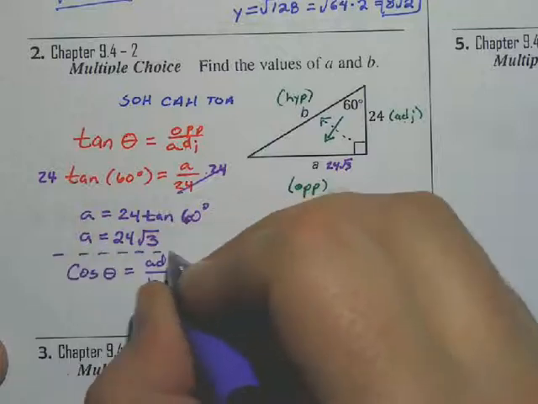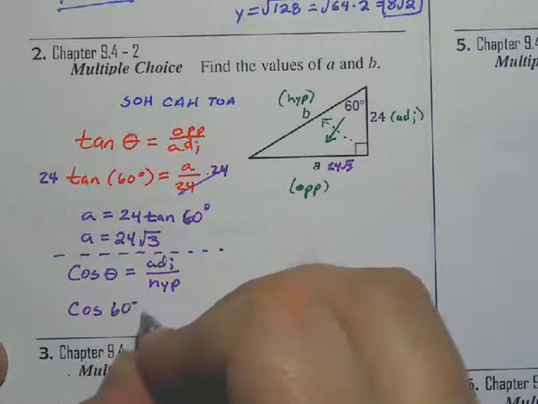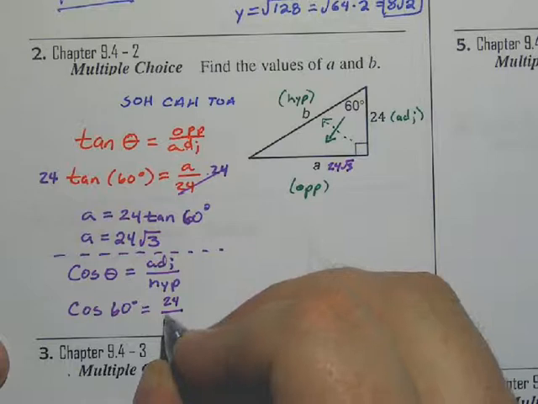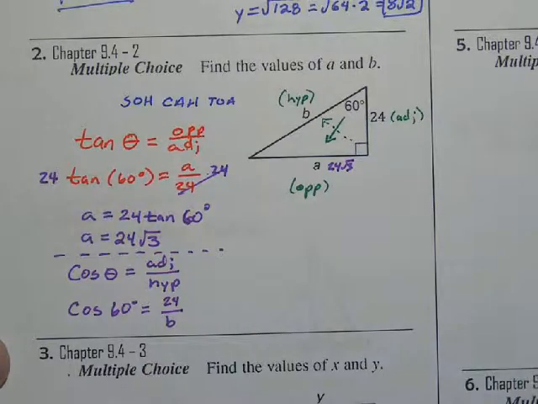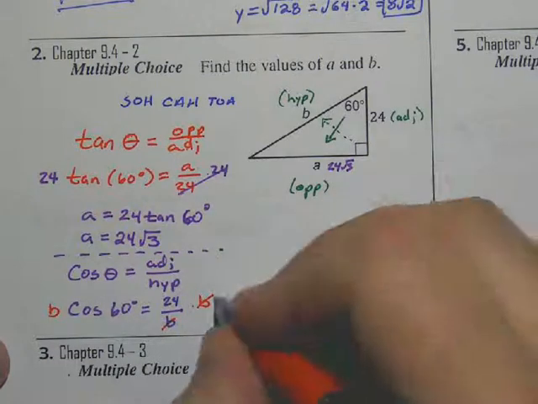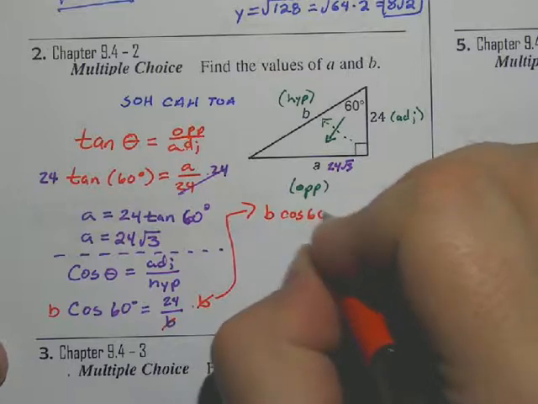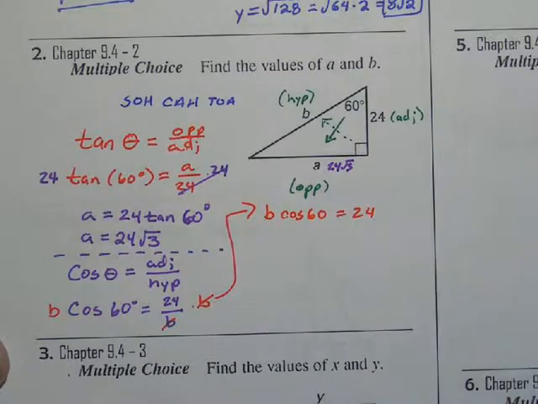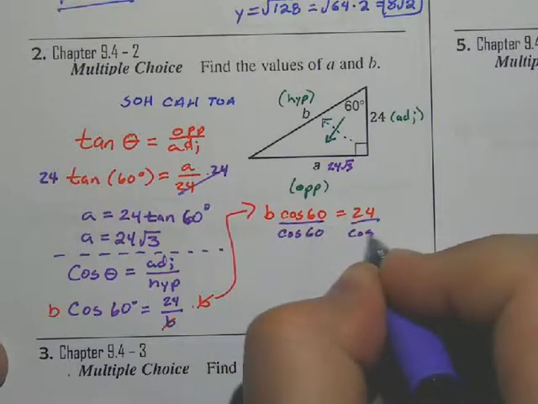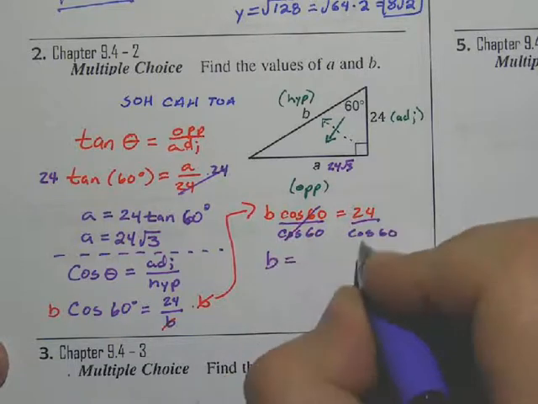Okay, I'm going to separate here. That means I'm looking at cosine of 60 degrees equals adjacent, 24, over hypotenuse, b. To get the b out of the bottom, I need to multiply both sides by b. So that's going to cancel, and I get b cosine 60 equals 24. Now if I divide both sides by cosine 60 to get rid of that, I get b equals 24 divided by cosine 60.